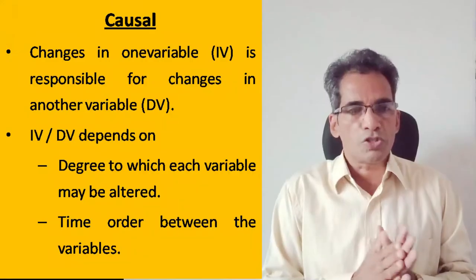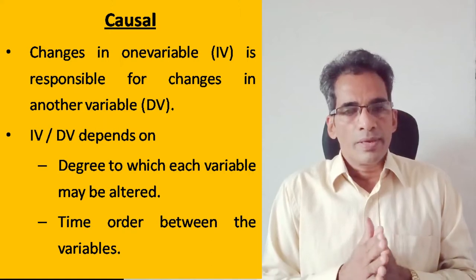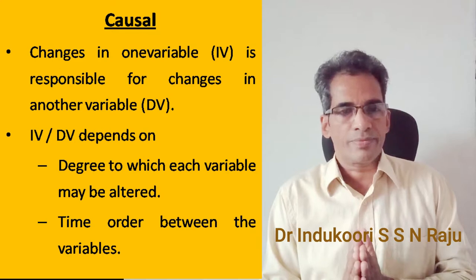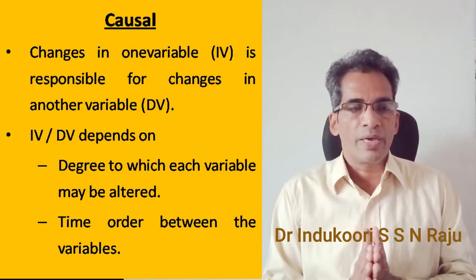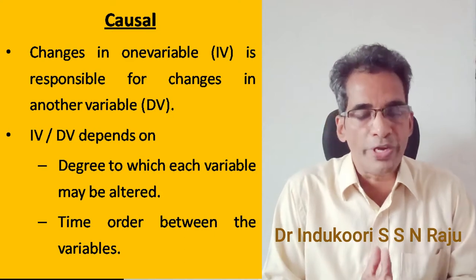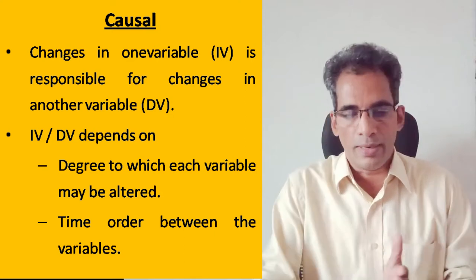Now let us see the other relationship, which is causal. It's a relationship between variable A and variable B. Okay, so what is the relationship? A is producing B, or A forces B to happen, B to occur.